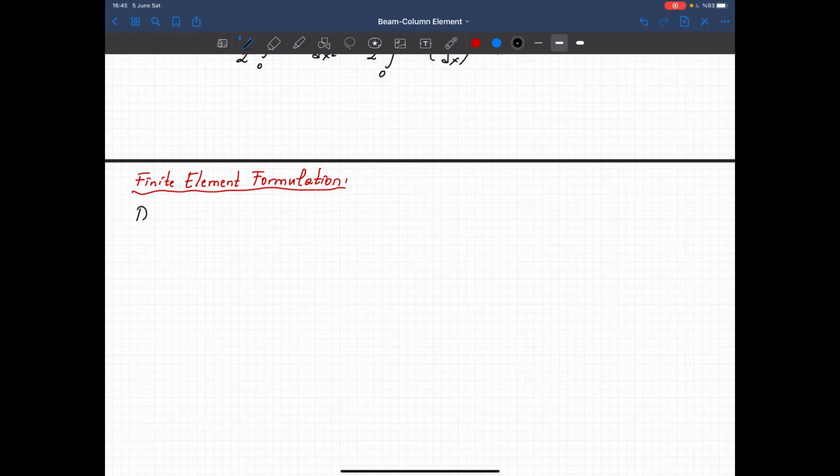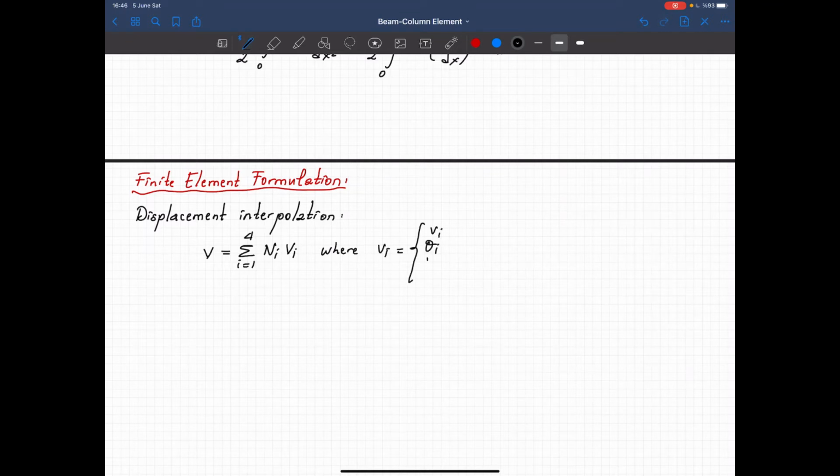Now remember that we came up with the following displacement interpolation for the beam elements. V is equal to the sum over i equals 1 to 4 of N_i V_i, and in that, V_i is equal to theta_i, V_j, theta_j. In that formulation, N is the Hermitian shape functions.